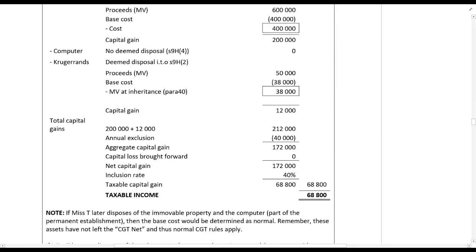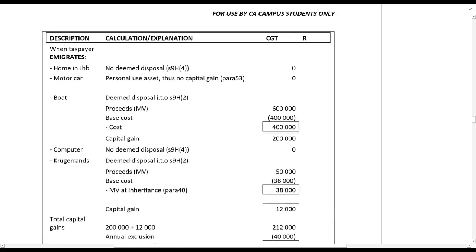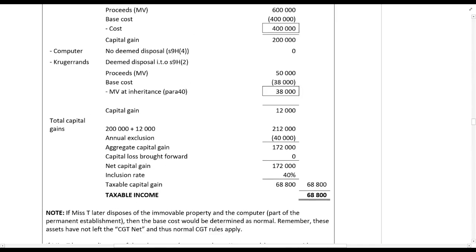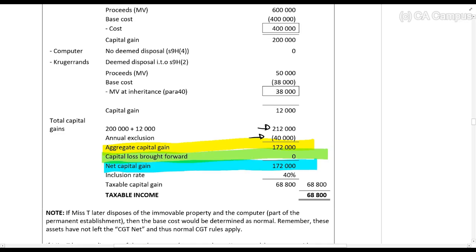Alright guys, just to remind you, in the CGT column, you add up everything. 40,000 rands gets deducted as an annual exclusion. That next total is called the aggregate capital gain. You have to write it out in an exam. Capital loss brought forward, nil, gives you the net capital gain, and then you have your inclusion rate.